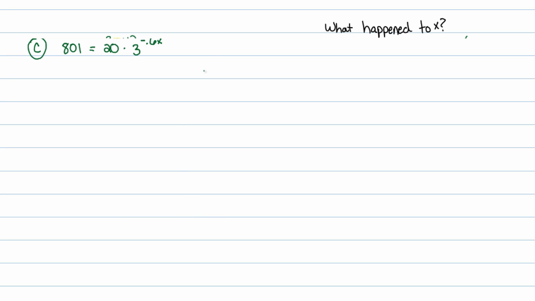Let's try another one, and we'll do this very quickly. So 801 is equal to 20 times 3 raised to the negative 0.6x. I'm just going to list out what happened to x here. The first thing that happened to x is it got multiplied by a negative 0.6. The next thing that happened to x is it was raised base 3. The next thing that happens is it gets multiplied by 20.